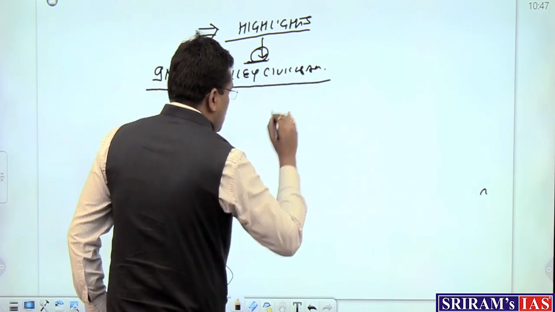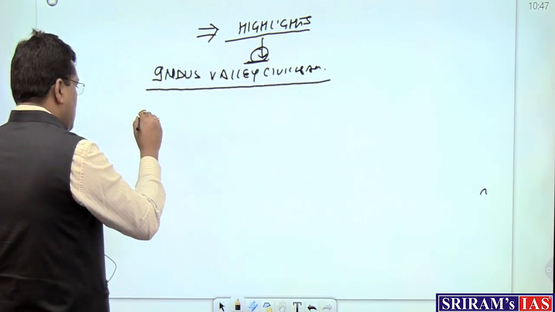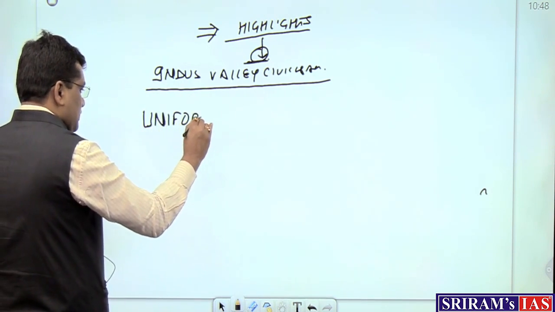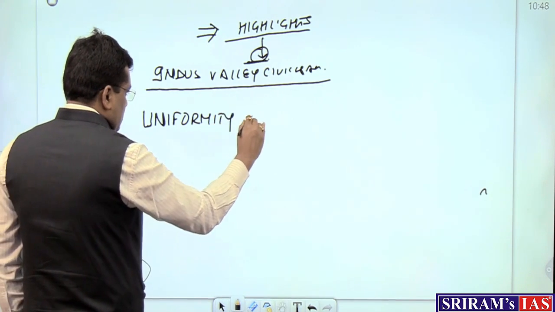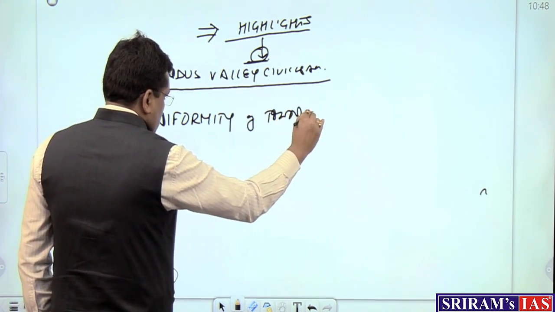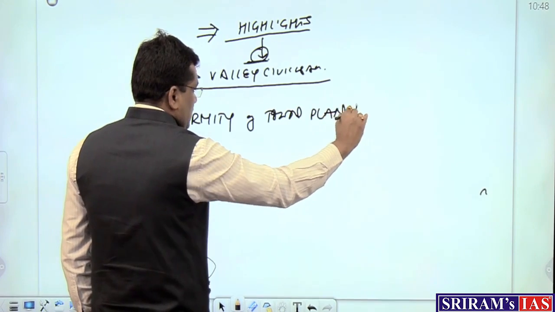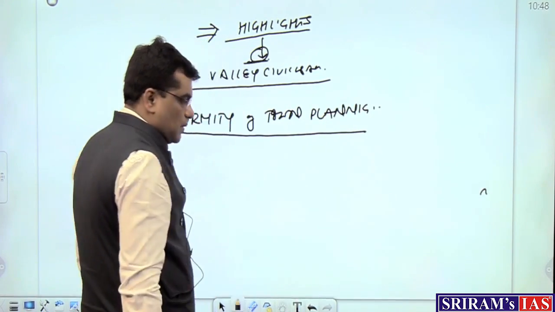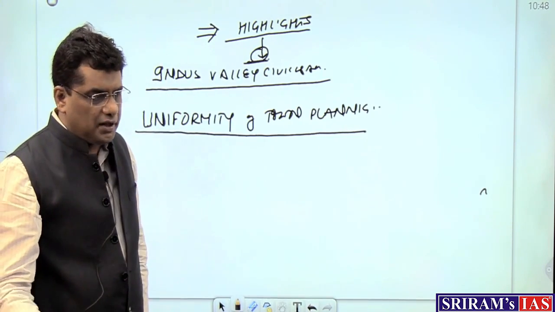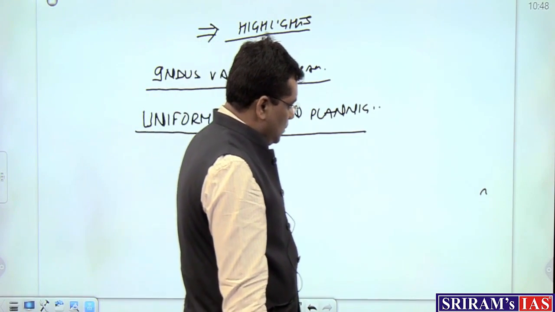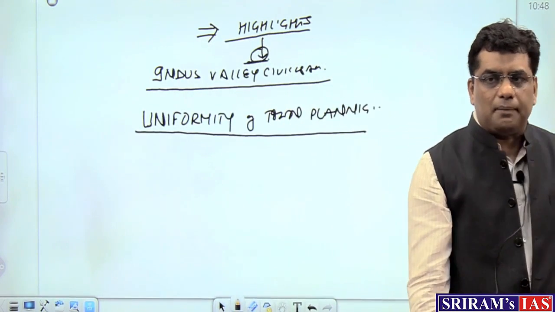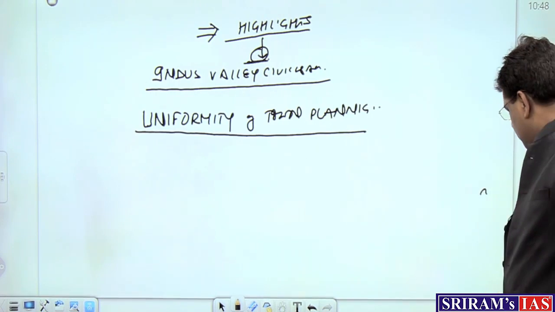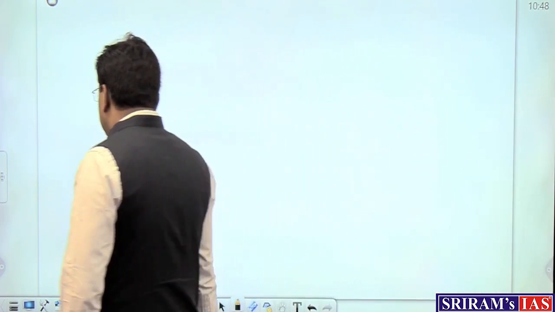Suppose we take the topic Indus Valley Civilization. The uniformity of town planning is a very important issue. In the entire Indus Valley Civilization, spread around 1.3 million square kilometers, you will find some structural similarity in terms of town planning.